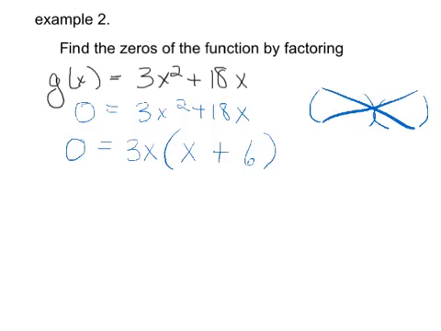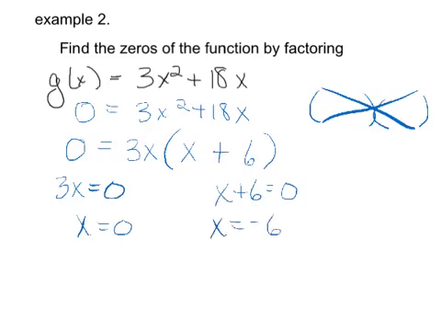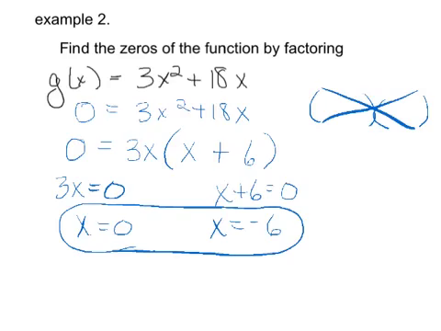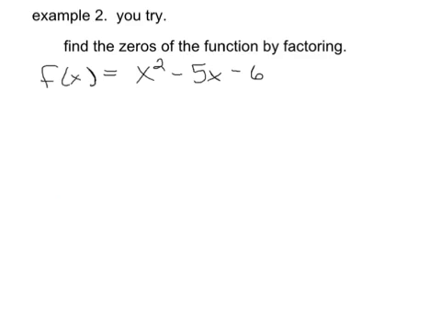Now you set each one of these pieces equal to 0 and solve. 3x equals 0 and x plus 6 equals 0. So x equals 0, x equals negative 6. These are your roots of the equation. Okay, you try this one.